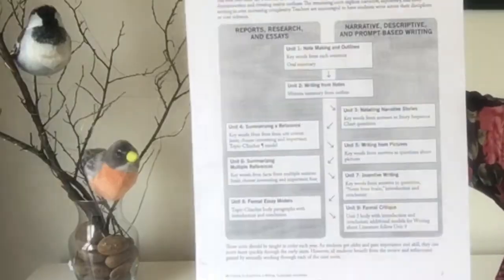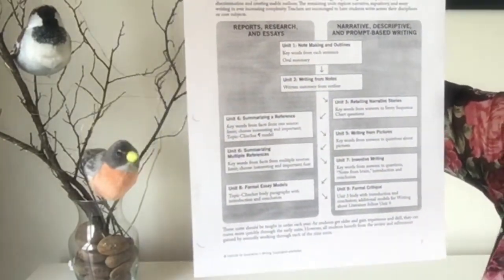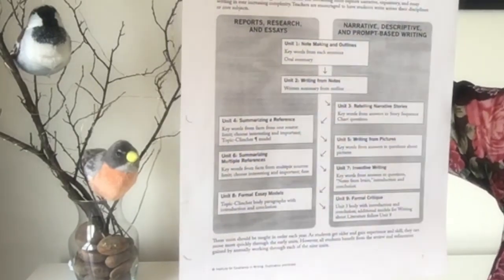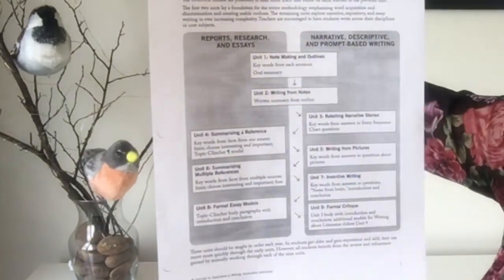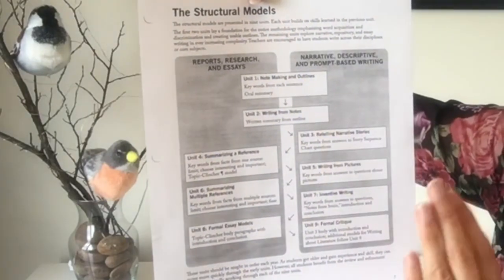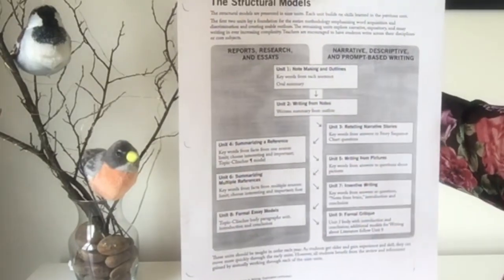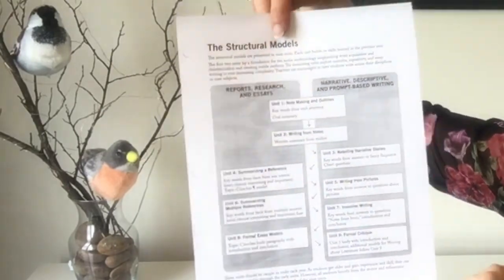Once they can do that, as you can see on my little handy chart here, notes right from their outline, then it moves in a sequential way through different types of writing. You have on one side, and it goes back and forth each month, the report, research, paragraphs, that type of writing, to the narrative, descriptive, more creative story side of writing. So once they learn how to make their outline and notes, it goes right into Unit 3.